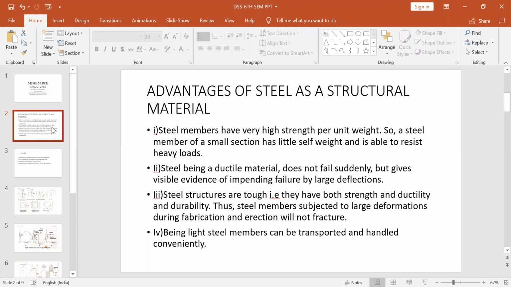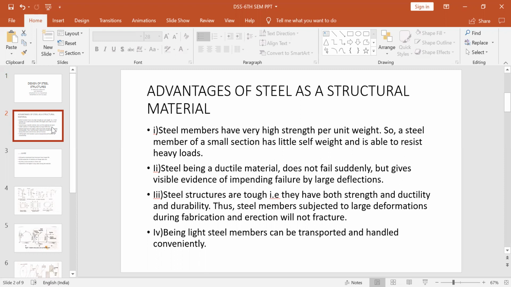Okay, whether it is tensile strength, compressive strength, or flexural strength. If you compare all the strengths, shear, torsion, bending or flexure, or axial loads, whether compression or tension, in every kind of stress, it is way more advantageous. It can carry heavy loads for a small self weight, and thus it is able to resist heavy loads.